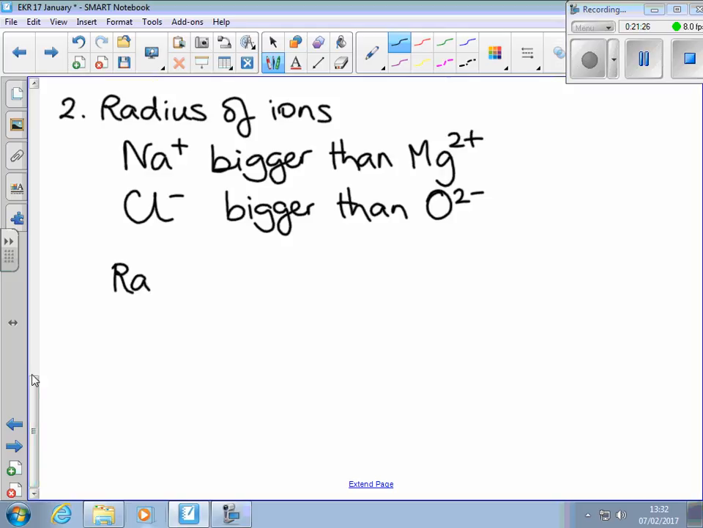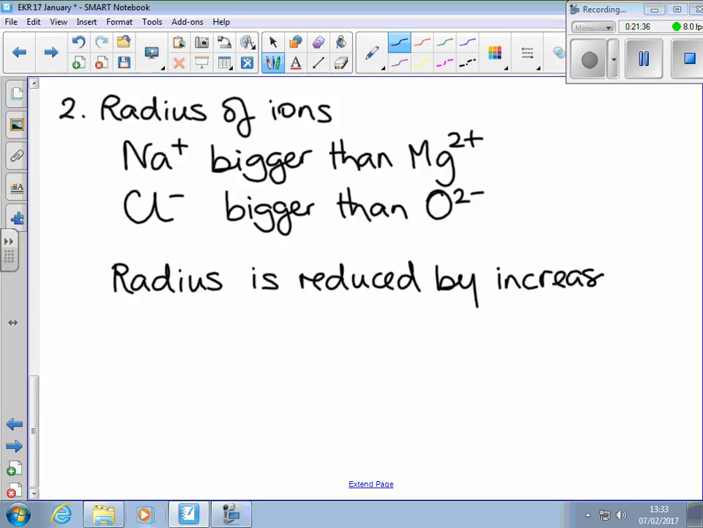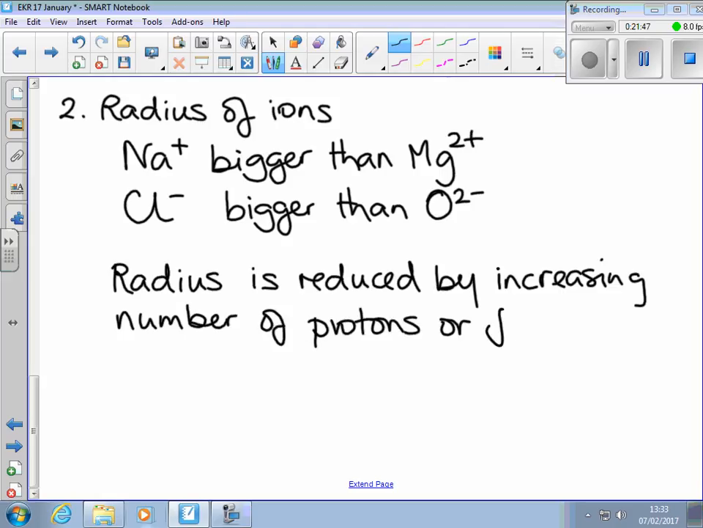Radius is reduced by increasing number of protons or full shells. I think that pretty much explains what I was trying to do in that bit.